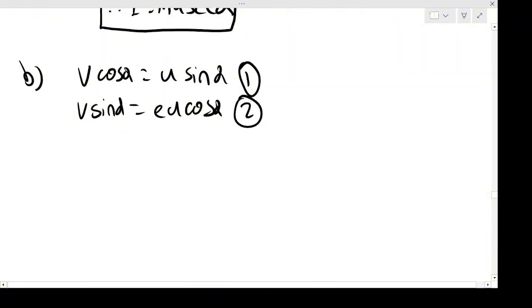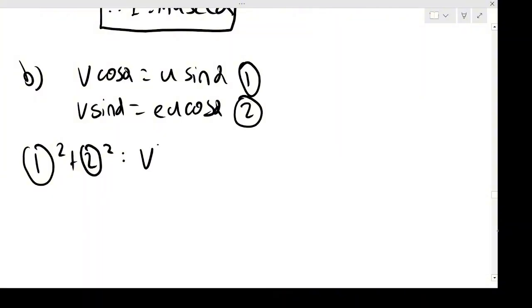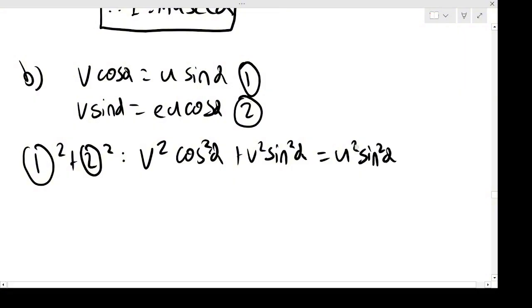My parallel and perpendicular. Now, I pretty much want to solve for my speed. So I'm going to square them and add them. That's what I would normally do to find my speed. So let's do that. So it's going to be v squared cos squared alpha, add v squared sine squared alpha is going to be u squared sine squared alpha, add e squared u squared cos squared alpha.